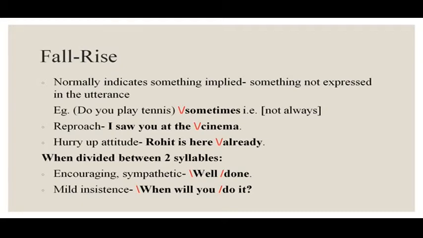Then a fall rise is used in reproach, that is criticism or accusations. It is used to show your hurry up attitude, your sense of urgency. When divided between two syllables, a fall rise may mean encouraging or being sympathetic with the person, or even insisting. That insistence is supposed to be mild.